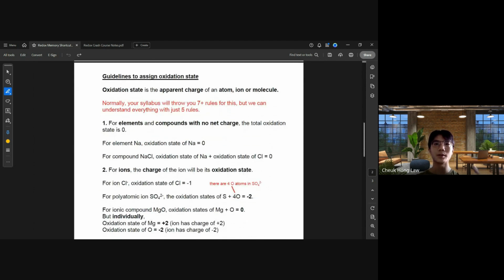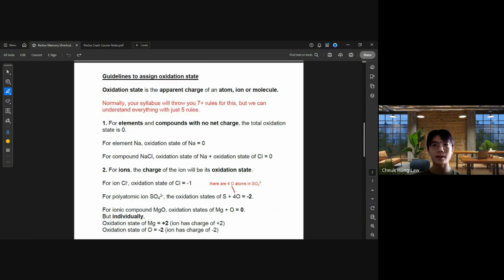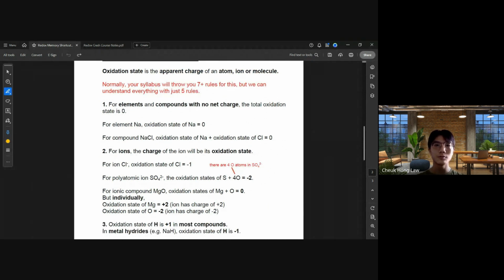This is the most important one, guidelines to assign oxidation state. This will help you with identifying the oxidation states of any element in any compound or substance. Normally your syllabus will throw you 7 rules for this, but we can understand everything with just 5 rules. First, let's understand what oxidation state means. It is the apparent charge of an atom, ion, or molecule. Let's start with the first rule.